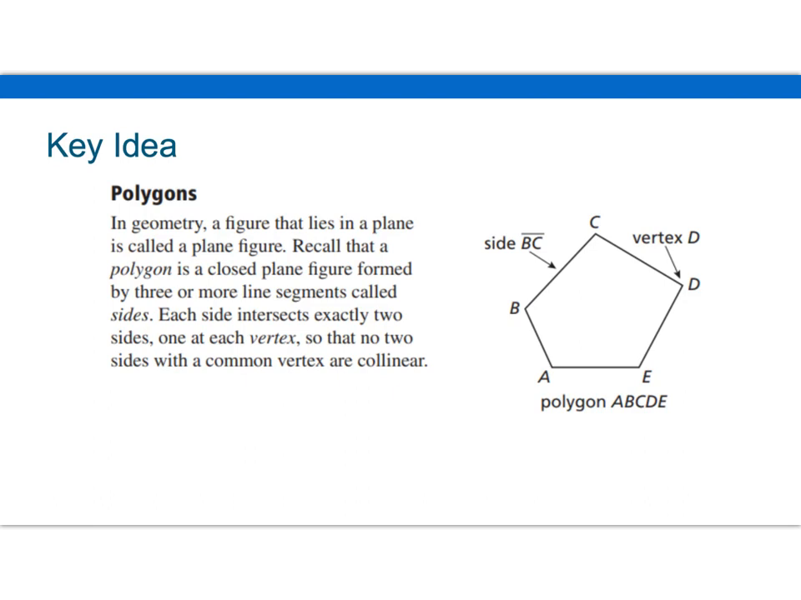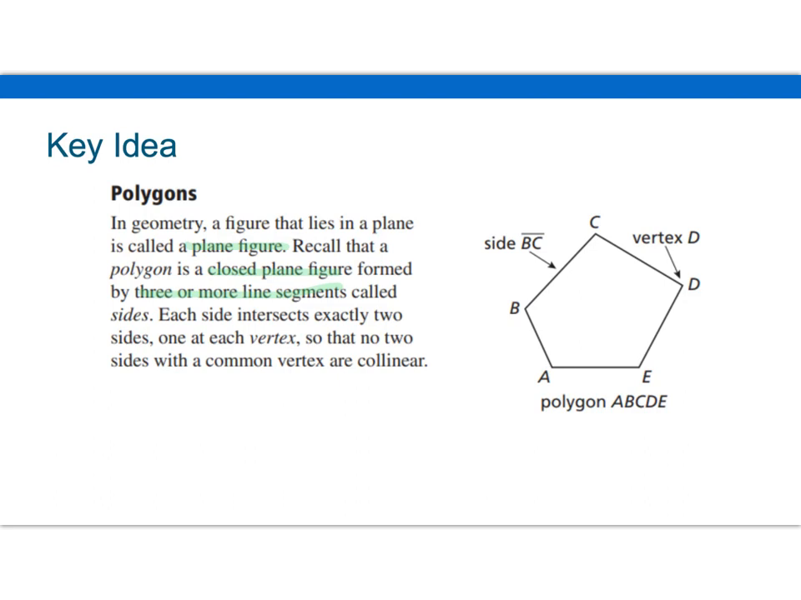Recall that a figure that lies in a plane is what we call a plane figure, and a polygon is a closed plane figure formed by 3 or more line segments, which we call the sides. Each side is going to intersect exactly 2 other sides, and these intersect at what we call the vertex. So no 2 sides with a common vertex are going to be collinear.